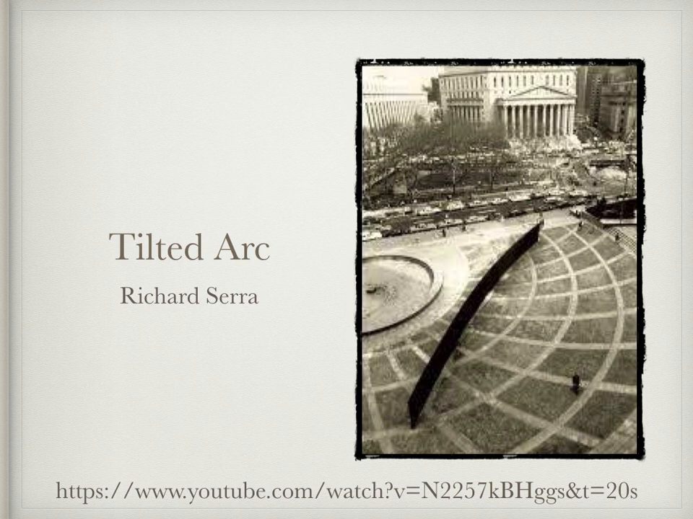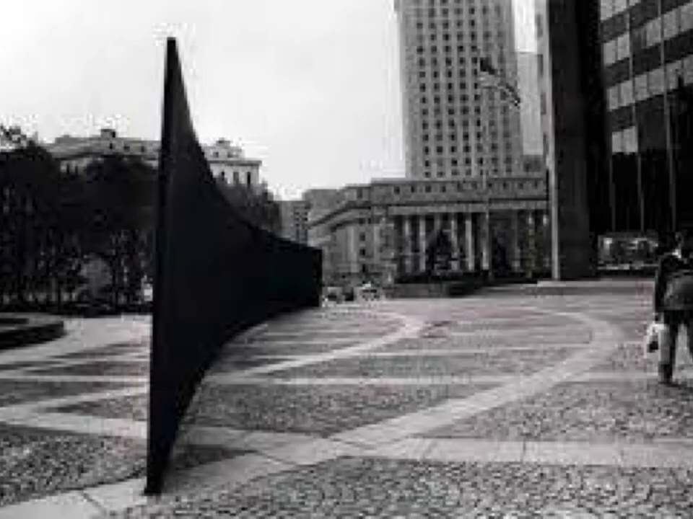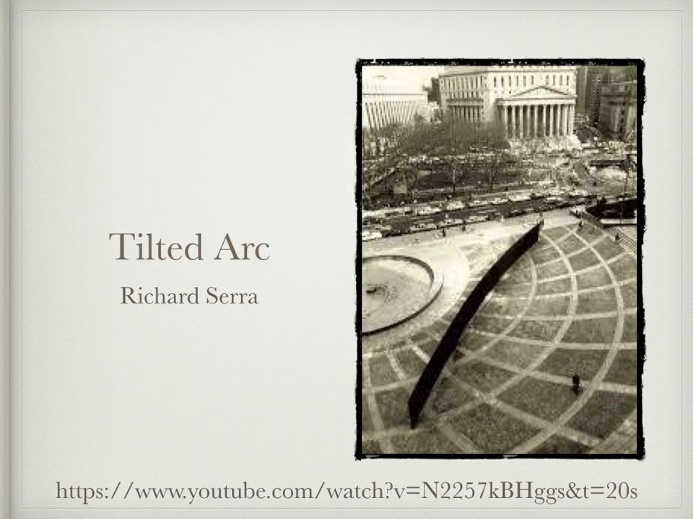Tilted Arc was made of weatherproof steel, and it was 12 feet by 120 feet by 2.5 feet thick. And so here you can see in this image, it's a little bit closer, and you can see how massive this work was. And so then it was placed in Federal Plaza in Washington, D.C. And so where we're standing from the vantage point of this photograph, we would be literally standing in the federal building, looking at a window, looking down onto Tilted Arc.